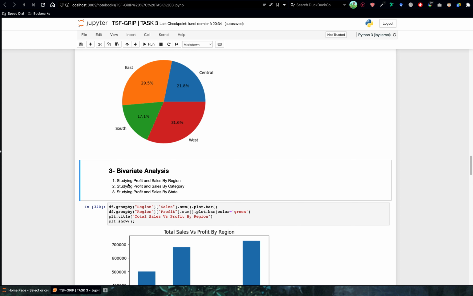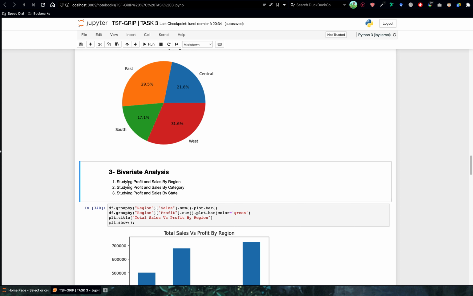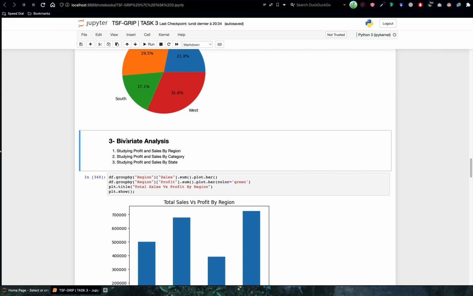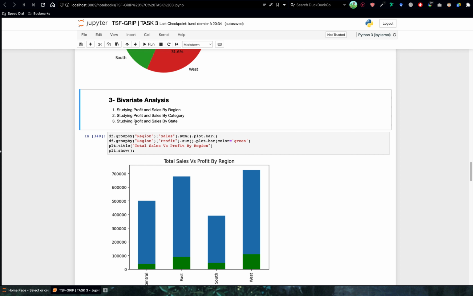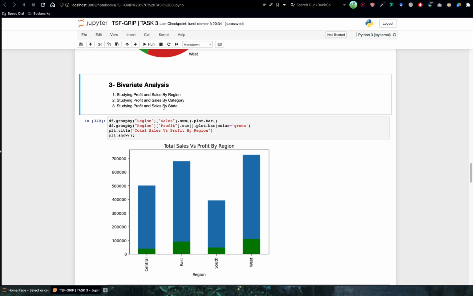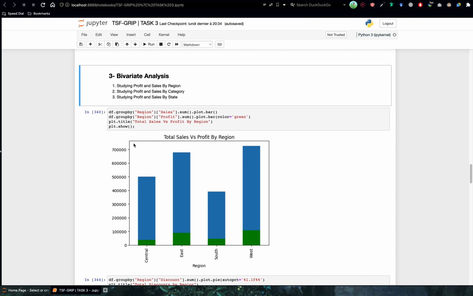After the univariate analysis, we go over the bivariate, which is trying to analyze two features at a time. First, we're studying profit and sales by region, profit and sales by category, profit and sales by state, because profit and sales are the most important features in this case.